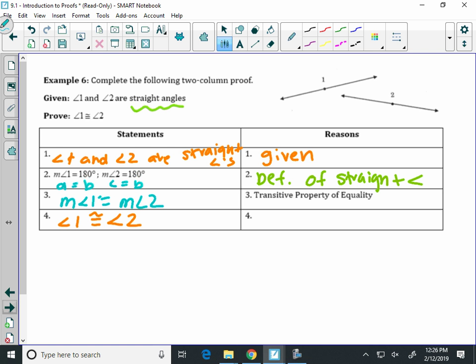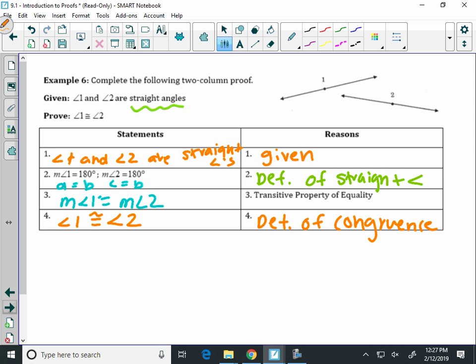When we go from equal to congruent, what's our reason? Just like the last one where we converted from equal to congruent. Look back at the proof. We went from equal to congruent. Definition of congruence. Whenever you convert from equal to congruent, definition of congruence, or vice versa. Okay? If two things are equal, they're also going to be congruent.